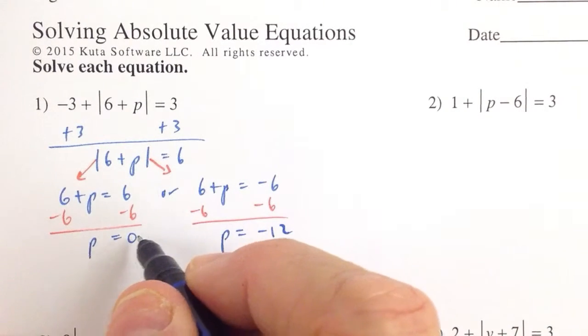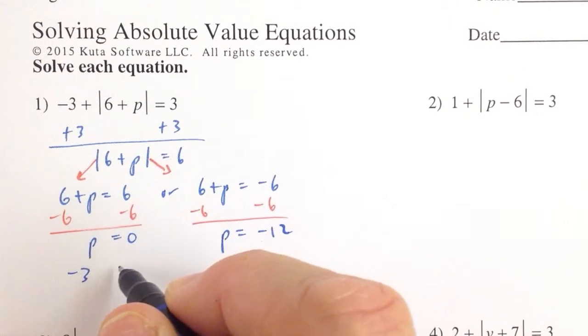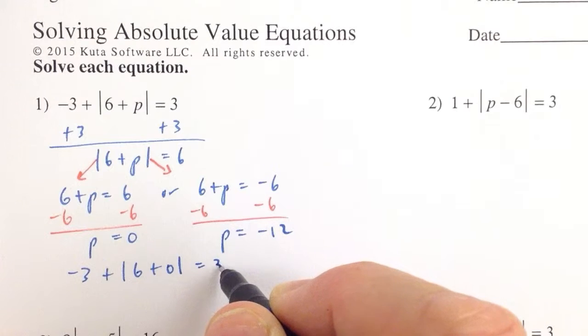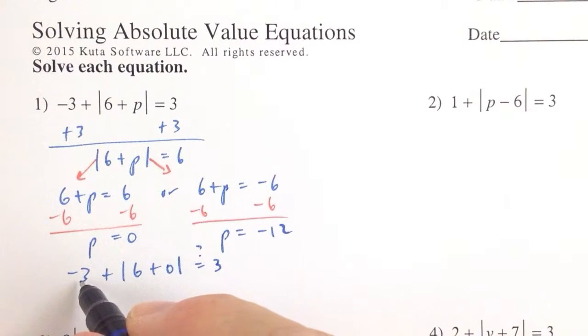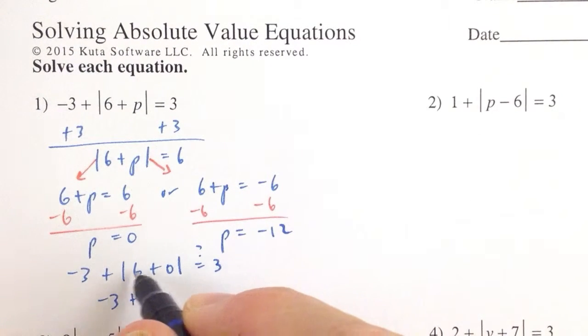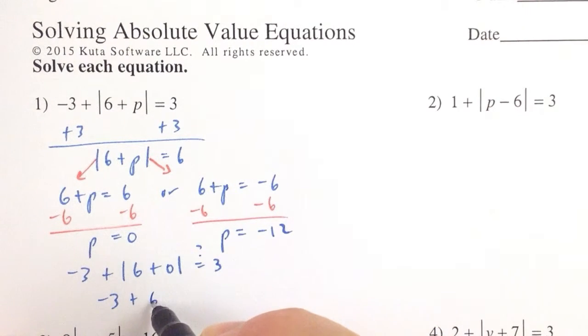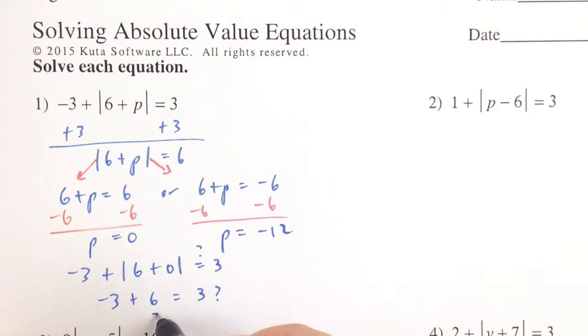Now, if we check p equals 0 in the original equation, we get negative 3 plus the absolute value of 6 plus 0. Is that equal to 3? Well, negative 3 plus the absolute value of 6 plus 0 is negative 3 plus the absolute value of 6, which is 6. Does that equal 3? Yes, negative 3 plus 6 is 3, and 3 is equal to 3.